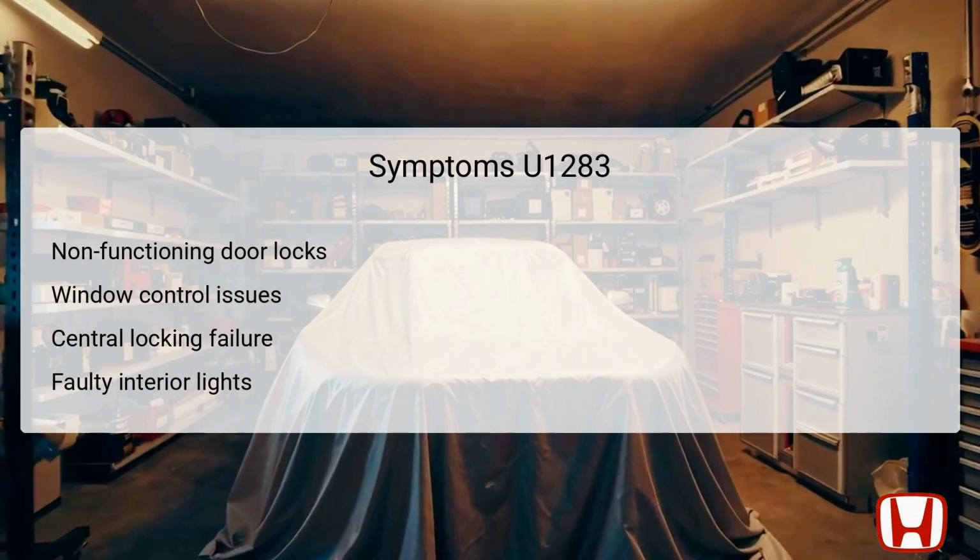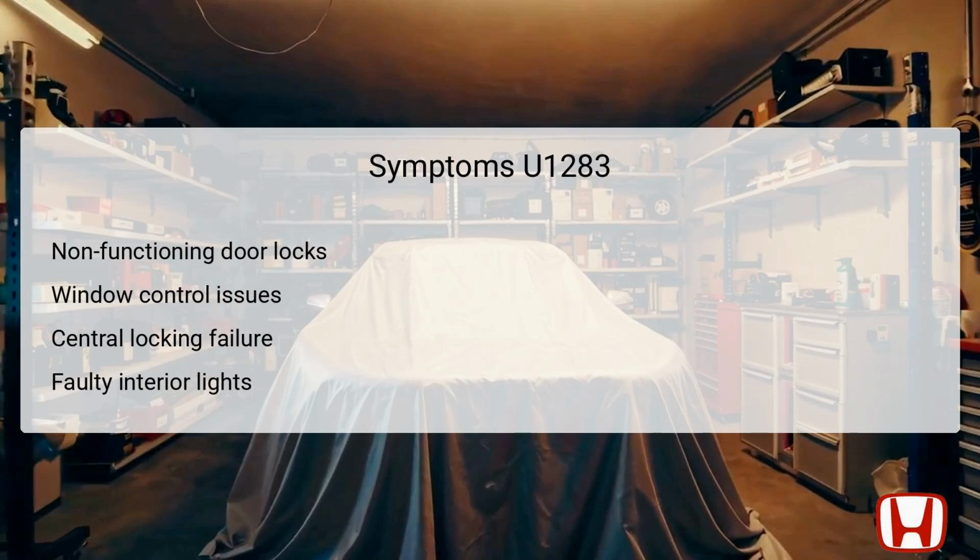The symptoms associated with DTC U1283 can significantly affect the user experience. One of the primary indications is the non-functioning of door locks, meaning the vehicle may not be able to secure its doors electronically. This could also extend to window control issues, where windows may fail to open or close as intended. Additionally, central locking failures can arise, often leading to inconvenience. Another symptom may include faulty interior lighting related to door operation, where lights do not activate when the doors are opened or closed. These symptoms point to a significant disruption in the vehicle's electronic control systems and require immediate attention for repair and validation.